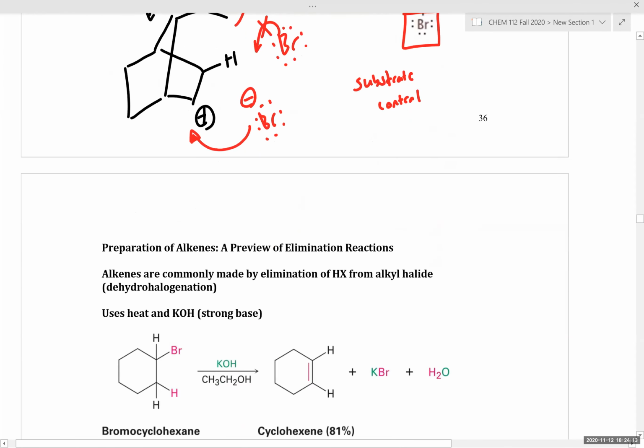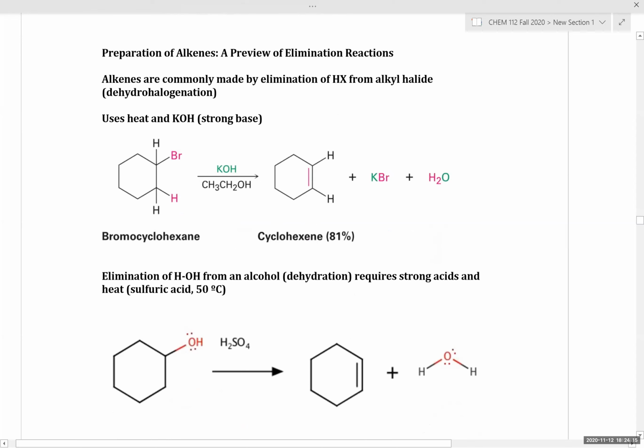Okay, so continuing on, let's talk a little bit about how we make alkenes. And this will be a preview for our next chapter on elimination reactions. Alkenes are commonly made from the elimination of an alkyl halide. Typically, as elimination is favored at higher temperatures, we use heat and a strong base, such as potassium hydroxide. For example, if you treat the following alkyl bromide with potassium hydroxide and heat it to a high enough temperature, you'll generate the desired alkene.